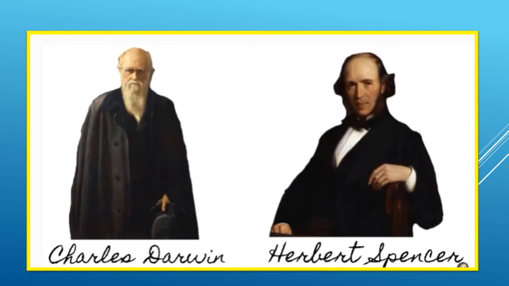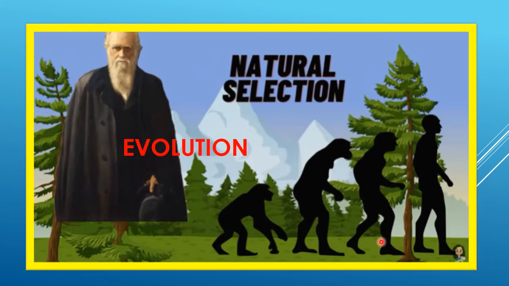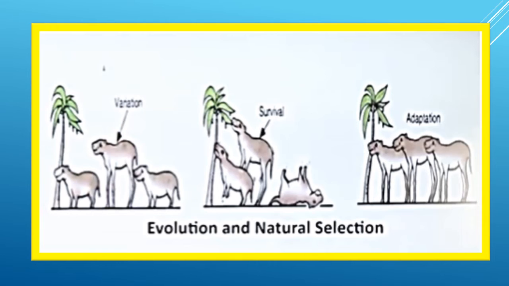Now Hitler borrowed this racism philosophy from Charles Darwin and Herbert Spencer. Charles Darwin was a natural scientist, and he explained the creation of plants and animals through the concept of evolution and natural selection. Now children, let me explain to you what is evolution and natural selection.